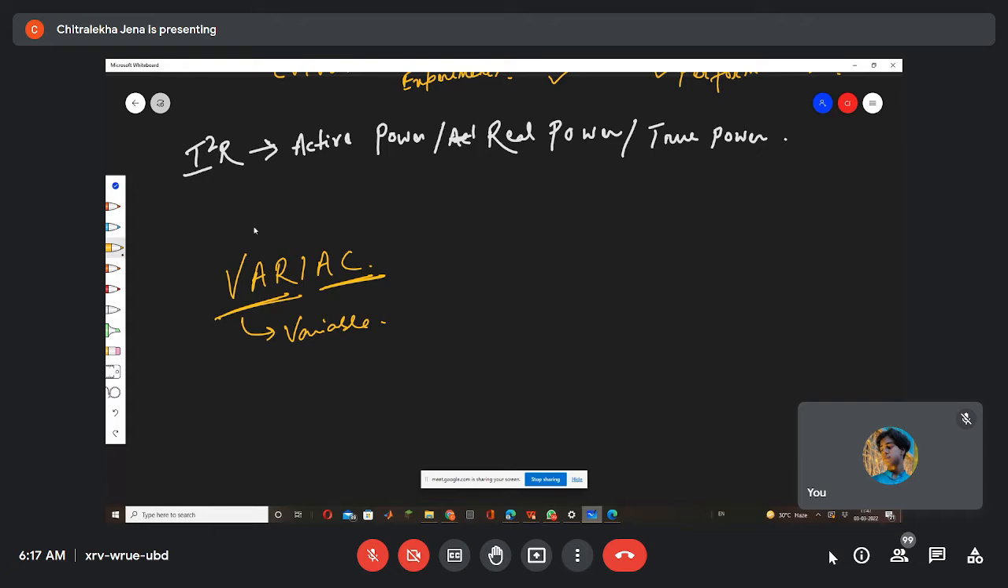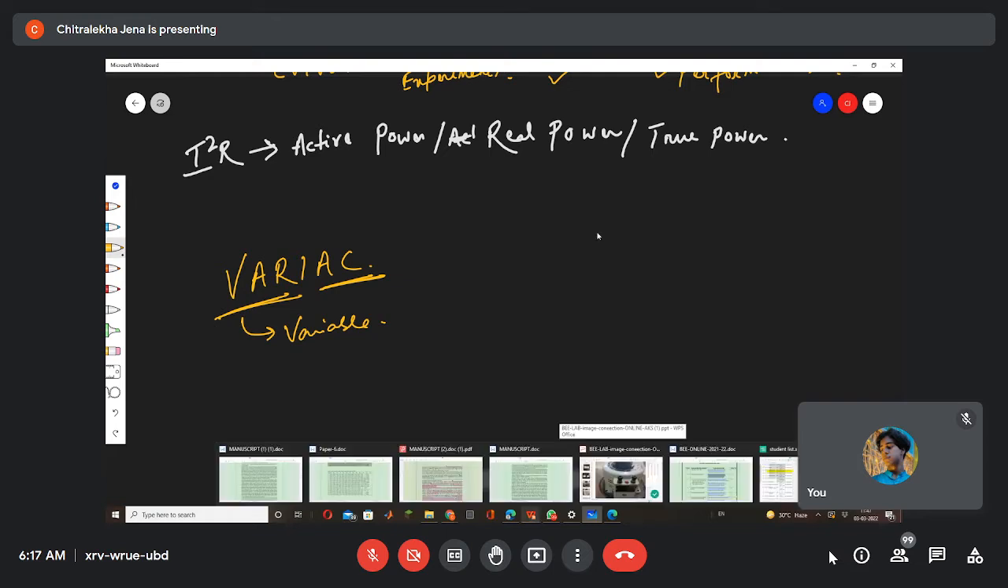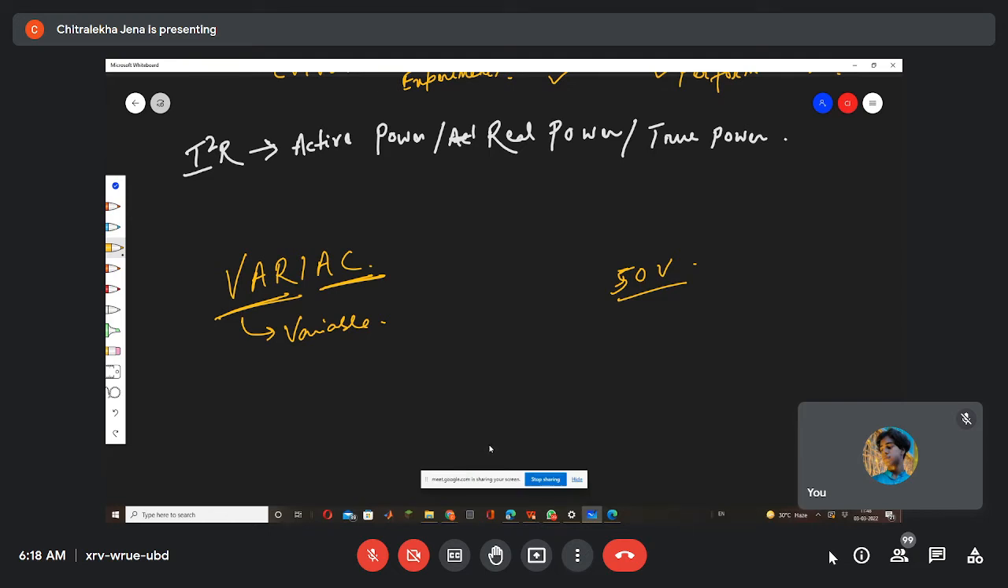Suppose 230 volt is coming to your home, and you are working in a circuit where you require only 50 volt. How will you take it? We can use a variac, and we can give it 50 volt. Am I clear to you?